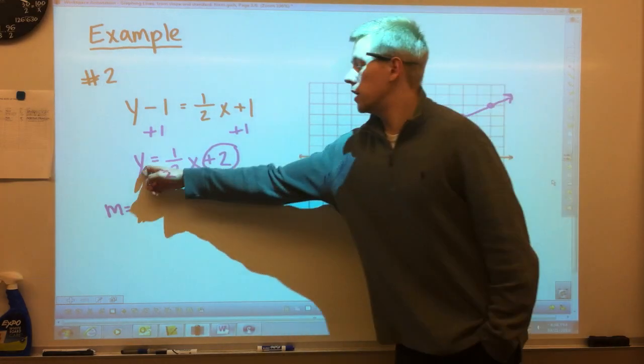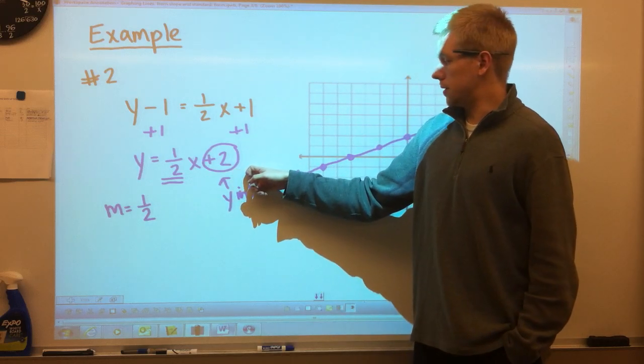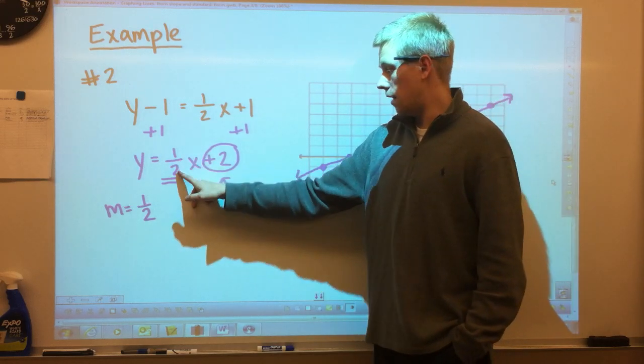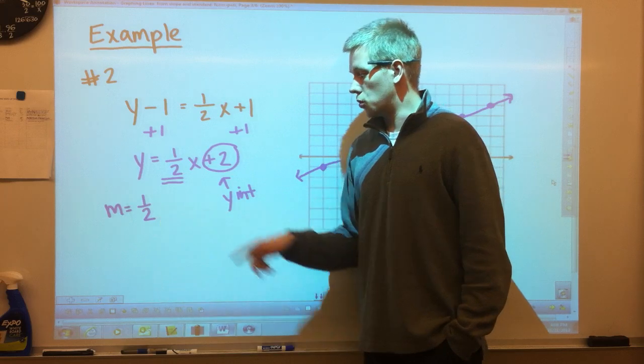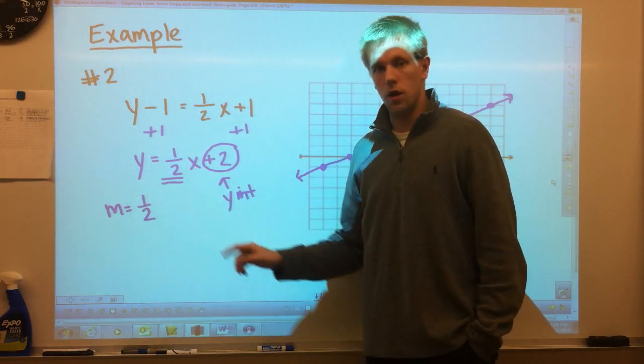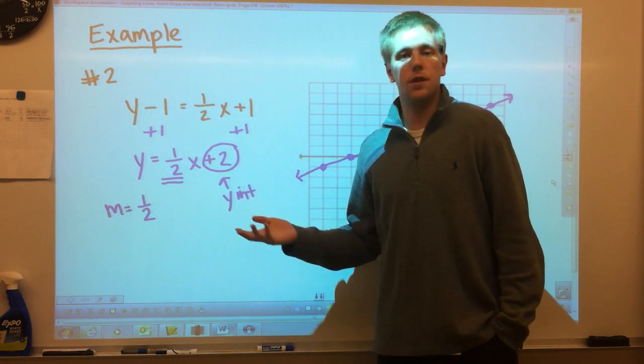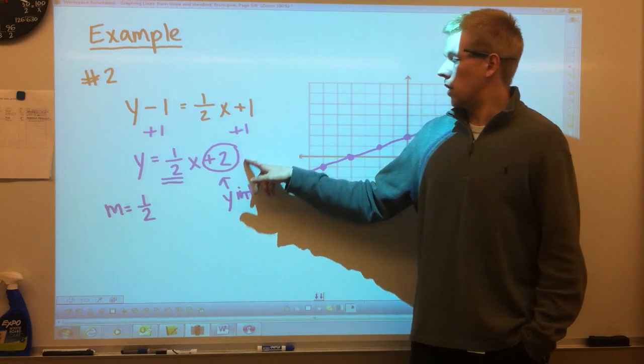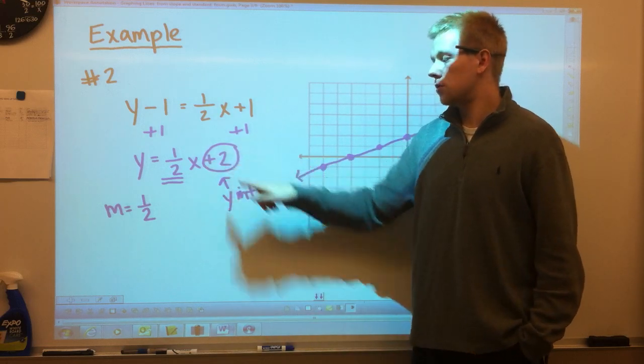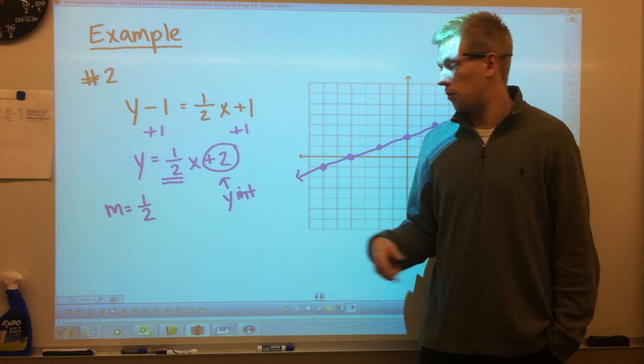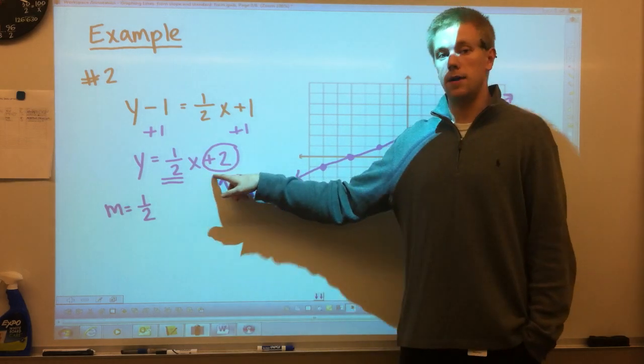So now I have y equals mx plus b form, a slope-intercept form, where I have a slope of 1/2. So I'm writing m equals 1/2, and you can write rise over run if that helps you. If it doesn't, if you don't need it by now, that's fine. Go ahead and circle your whole +2. Okay, just like in the previous example, I had a -5. Well, here I have a +2.